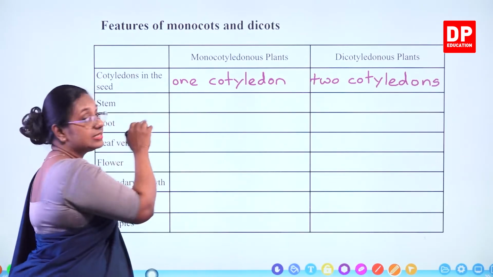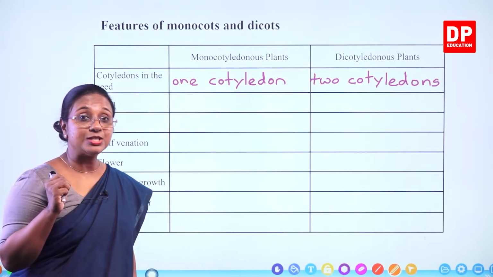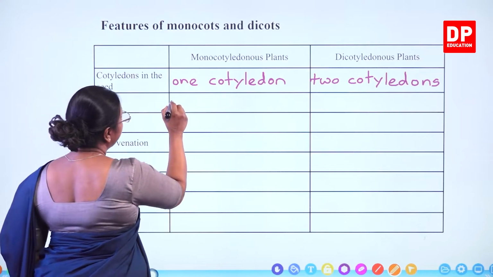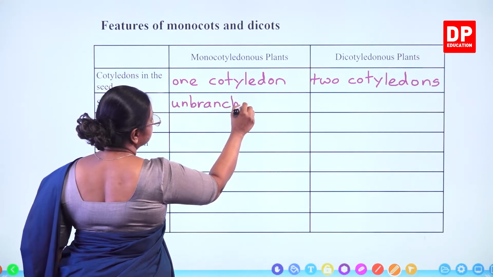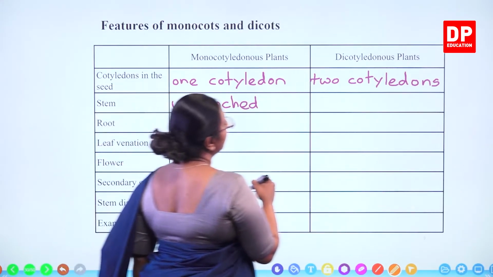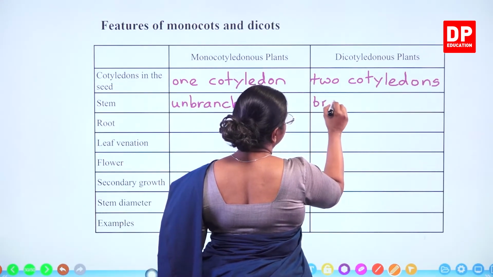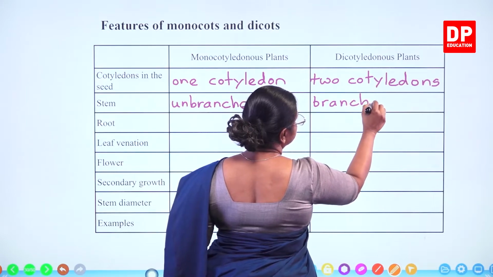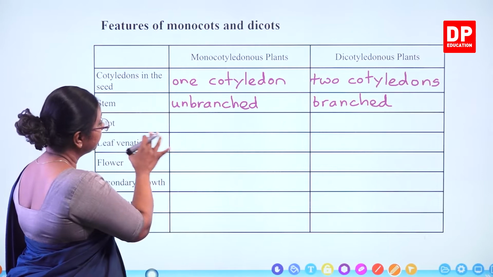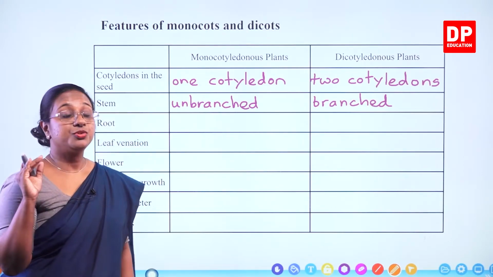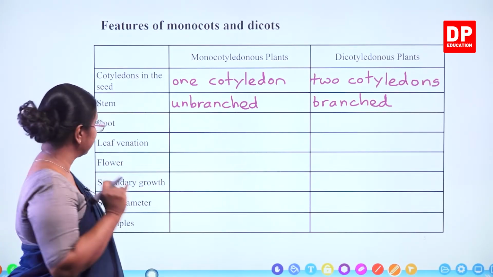Then if we look at the stem, we saw it in the activity as well. The stem is unbranched. And in dicot plants, the stem is branched. So here students, I am writing the specific feature in a short way so you can understand the feature easily.